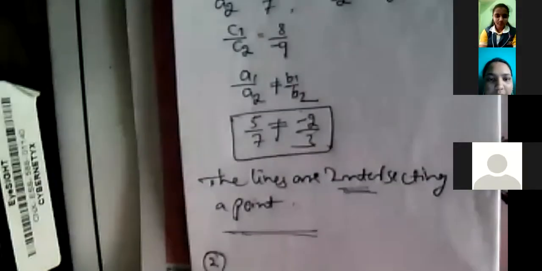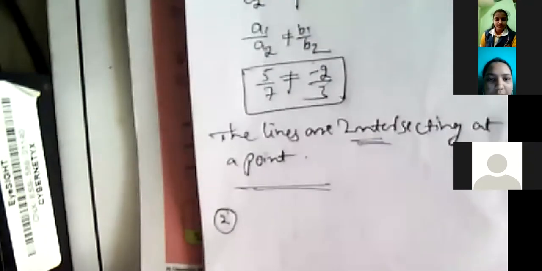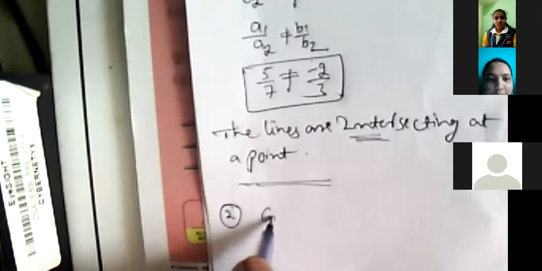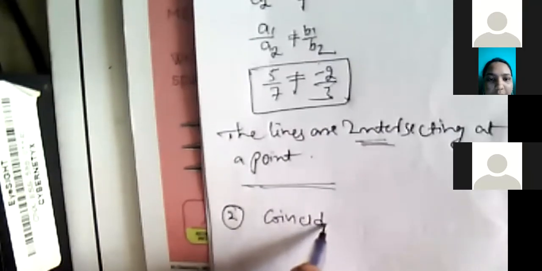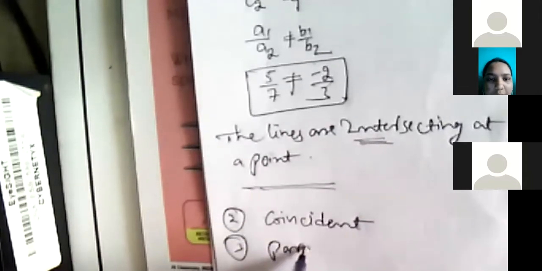Third one, it is parallel. Second one is coinciding. Third one is parallel. They do not have a common solution. I will give the final solution. For the second one, coinciding or coincident, and for the third one, it is just parallel.